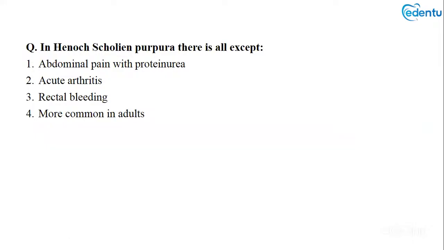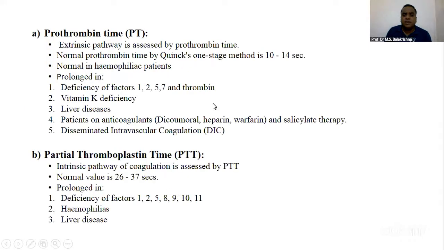Next question. In Henoch-Schonlein purpura, there is all except: abdominal pain and proteinuria, yes, that is present; acute arthritis, rectal bleeding, and common in adults. Common in adults, it can happen actually anywhere, so that is not possible. That can happen to anyone.